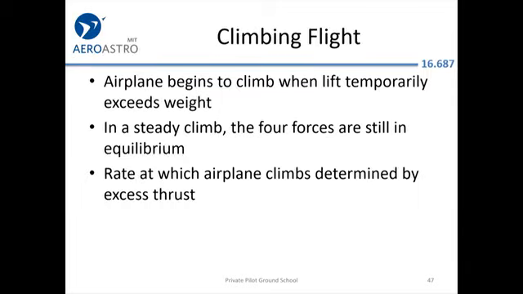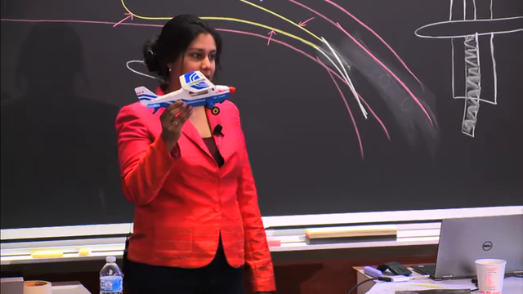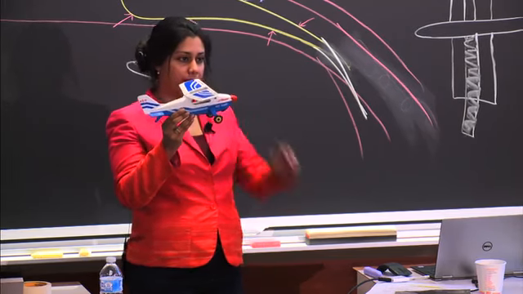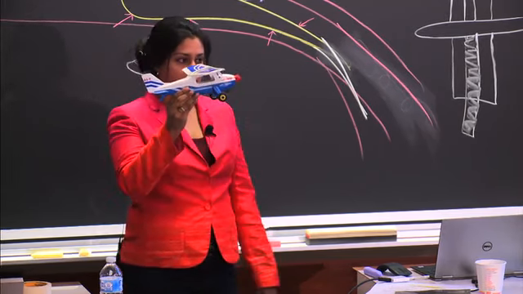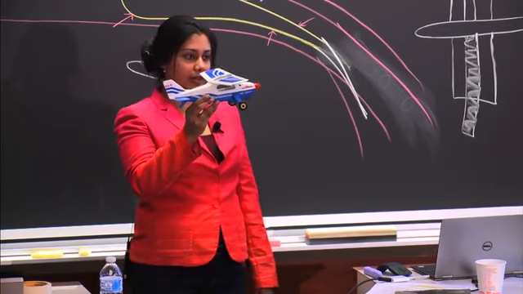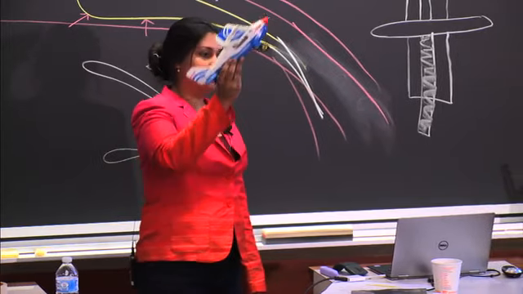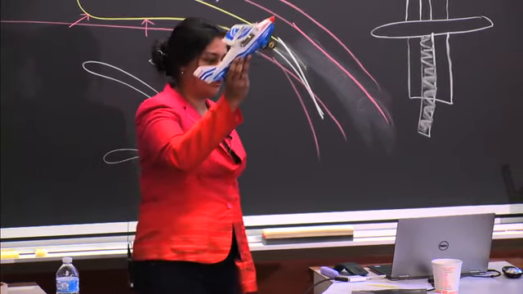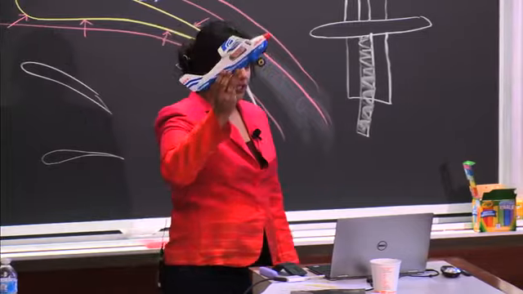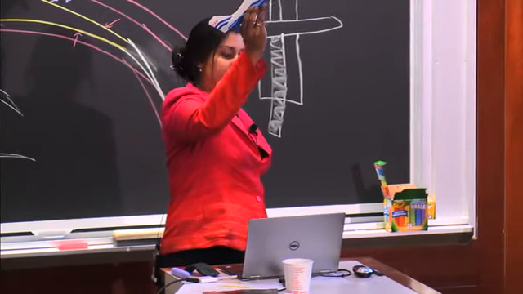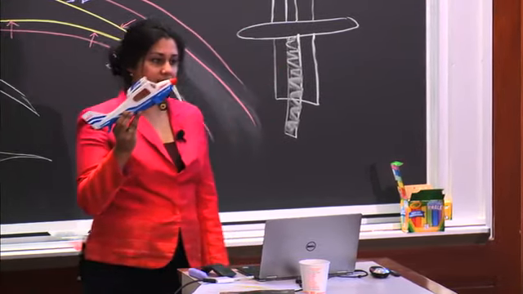Okay, so let's talk a little bit about maneuvering flight. Basically, flying straight and level is when you're in equilibrium, where your lift and your weight cancel out and the plane's just going straight and level at the same altitude. But climbing is when your lift temporarily exceeds the weight, so you can actually climb. Once you are in a steady climb, then you can still have your forces be in equilibrium.